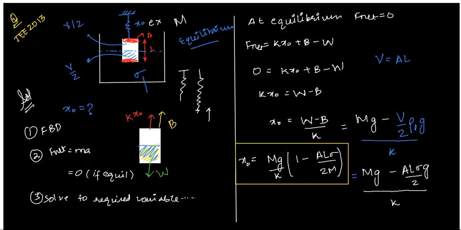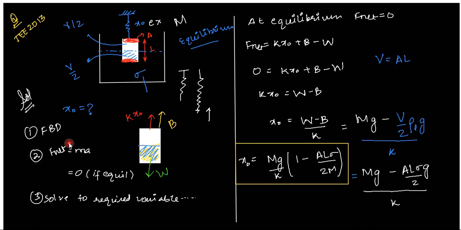Then we came to one more question where you had a cylinder which was suspended from a spring. The extension of the spring is x naught. You were given that half of it is submerged in a liquid which has density sigma. You were supposed to find out what this extension x naught is.